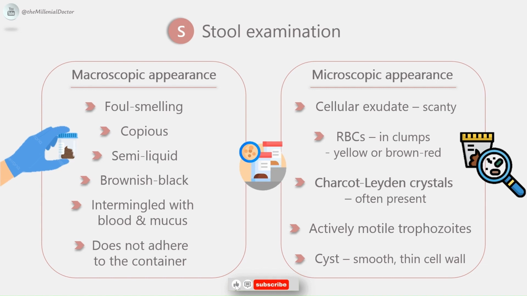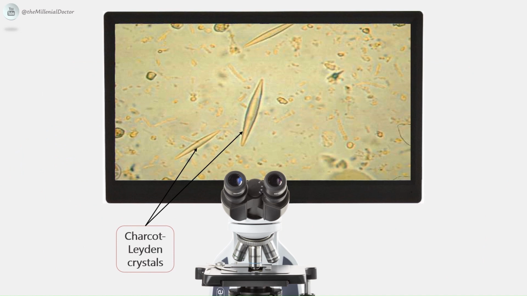Presence of ingested RBCs clinches the identity of Entamoeba histolytica. Nucleus is not visible, but a faint outline may be detected. Cyst has a smooth and thin cell wall and contains round refractile chromatoid bars. Glycogen mass is not visible. These are the Charcot-Leyden crystals when viewed under a microscope.